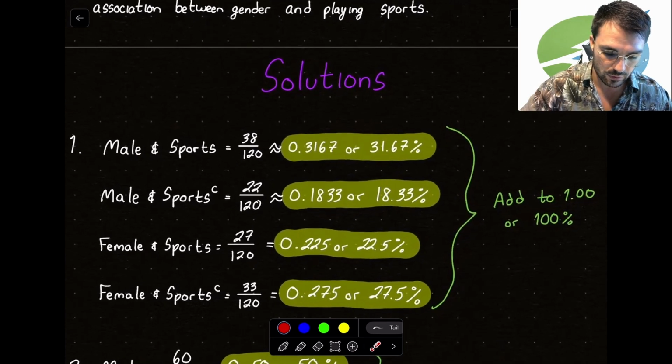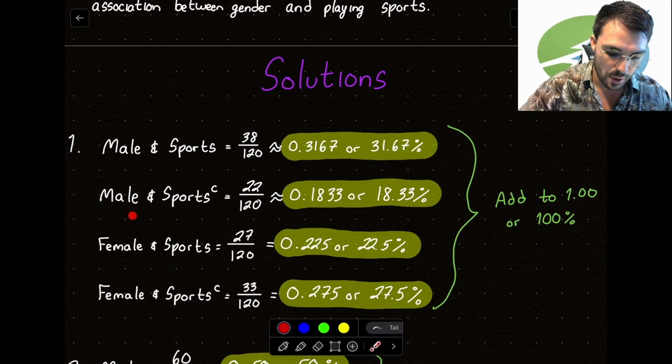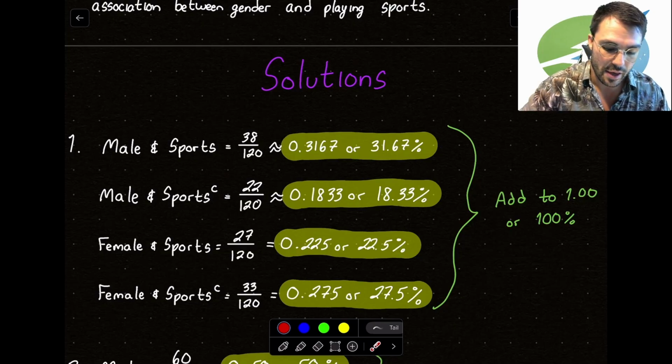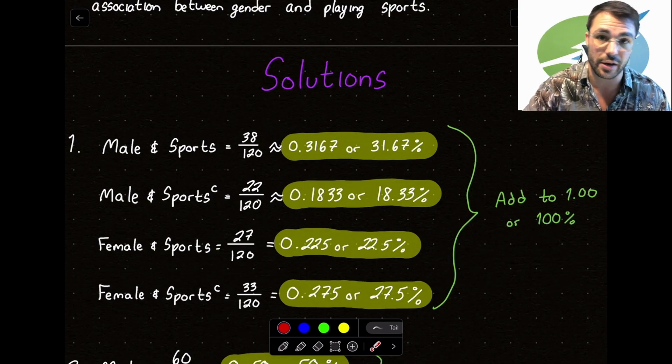Now, let's look here really quick. I write males and sports, and then a kind of raised C. This symbol here means complement. It's a shorthand way of saying not. We use this very often in statistics. I'm definitely going to use this notation again in the future. Just want to introduce it here. But this reads male and does not play sports, which is, like I said before, 22 over 120. Female and play sports, 27 over 120 gives us these values here, and female and does not play sports, 33 over 120 gives us these values here.